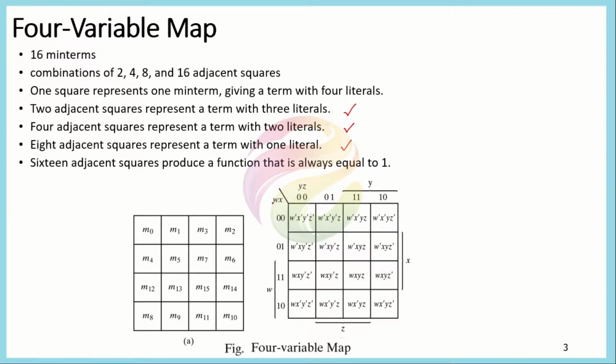The rows here are represented by two input variables w and x, while the columns here are expressed in terms of y and z. Again, you can see that when we are representing it in a four variable form, the next term after the 0, 1 term is the 1, 1, not the usual 1, 0 term, and this is the 1, 0 here.